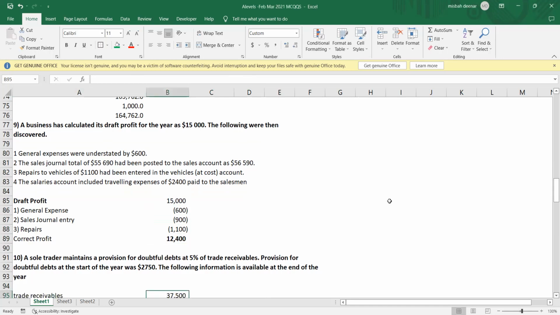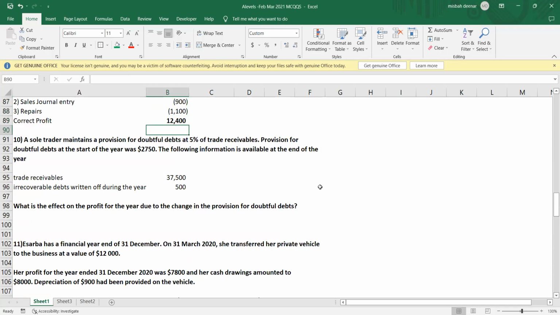So moving on to question number 10. See, 5% of trade receivables. So this into 5%. So he maintains it at 1,875, and at the year end it was 2,750. So it should be increased by 845. So answer number 10 should be C.